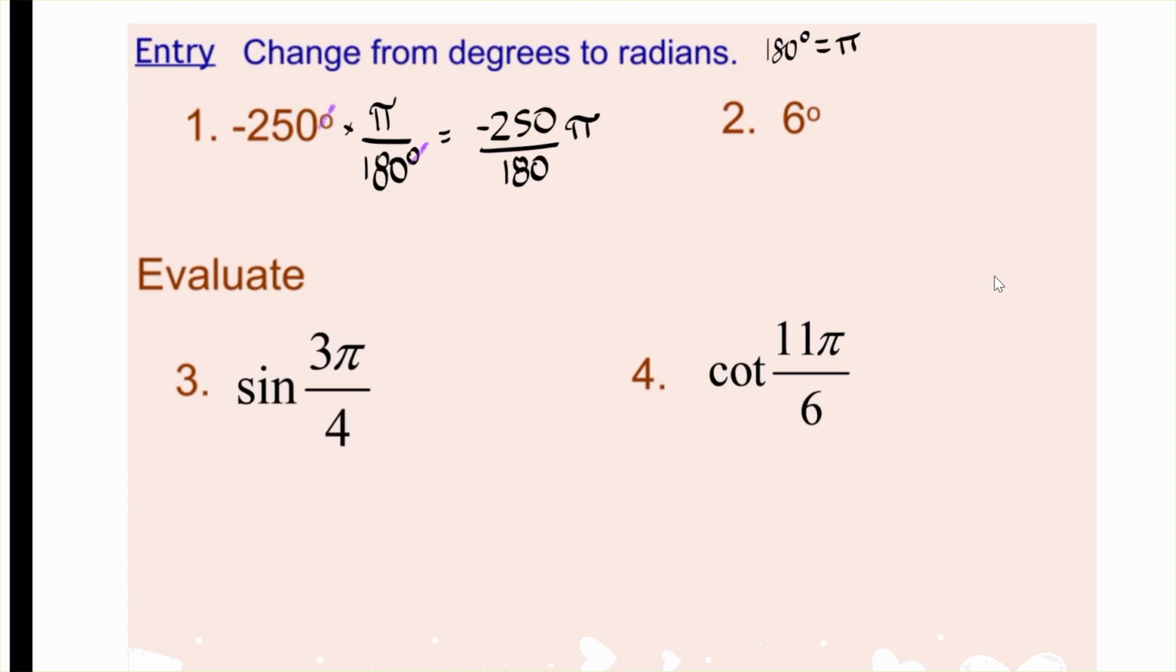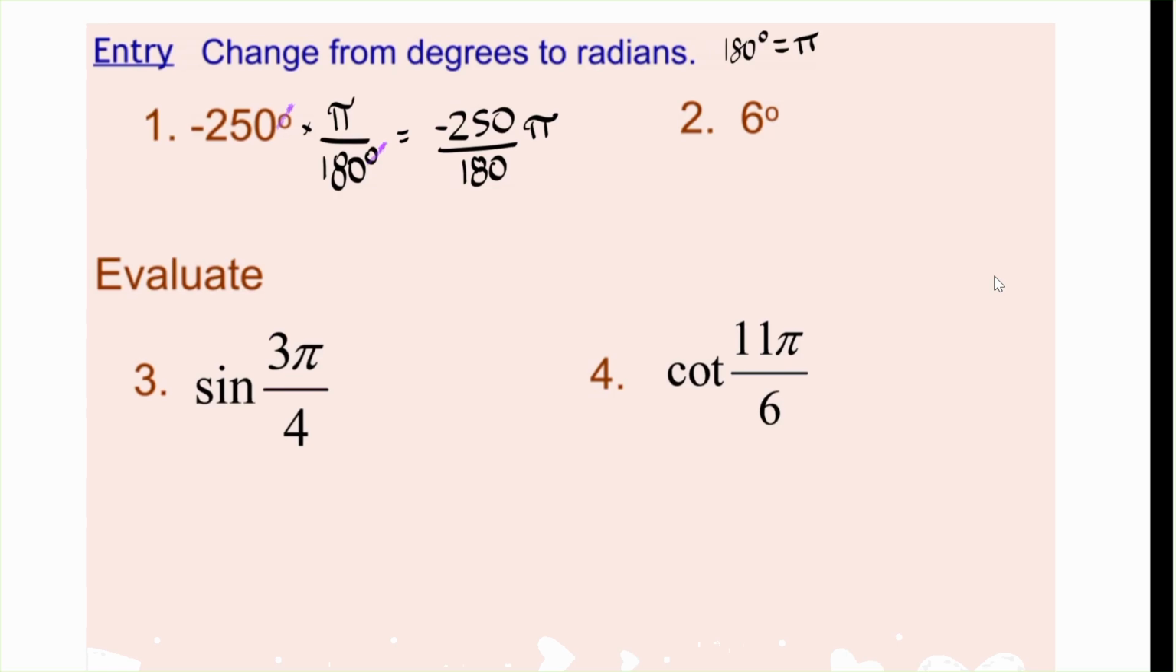And then all that is left to do is I have to reduce that fraction. So I could divide top and bottom by 10, and I get negative 25 pi over 18. I don't believe there's any other common factor because 25 is just 5 squared. So this is going to be all reduced. So that is negative 250 degrees in radians.